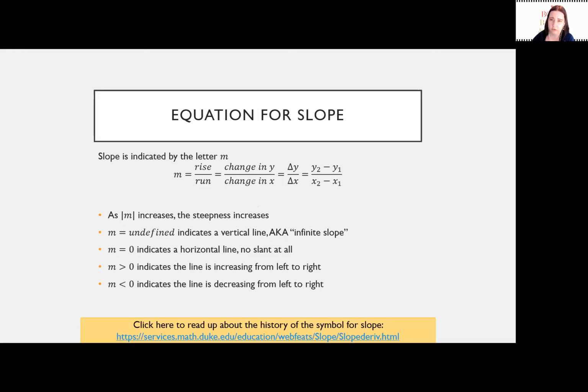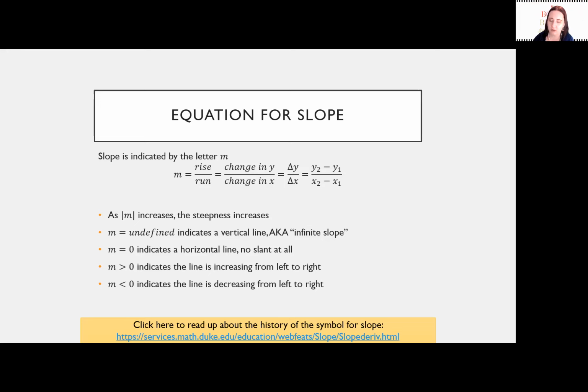So for our equation for slope, we use the letter m, and it's described in many ways. We have rise over run, which is a very common way to remember slope. It's rise, how much you go up, divided by run, which is how much you're moving over. So that's what rise over run means. It's also defined as the change in y over the change in x. If you're thinking of your axes, you've got x and y. So it's how much you're changing in the y direction divided by how much you're changing in the x direction, basically the same as rise over run, just in different words.